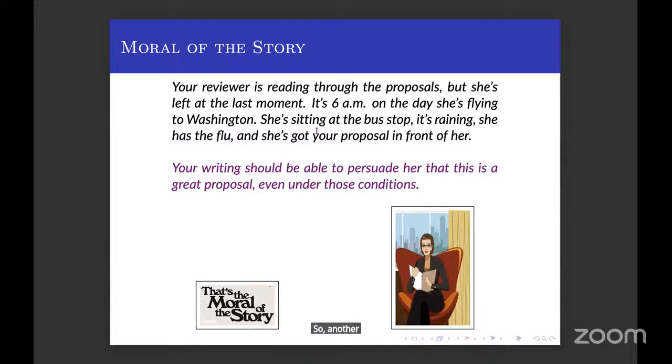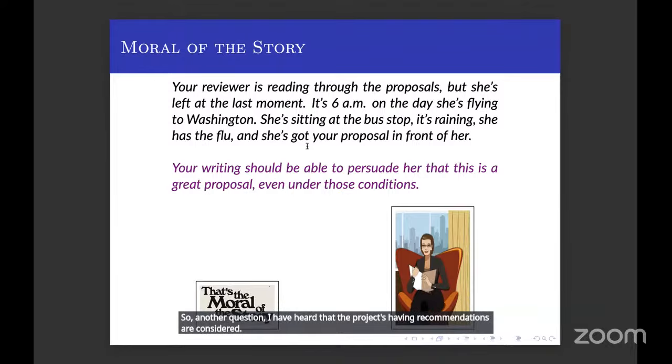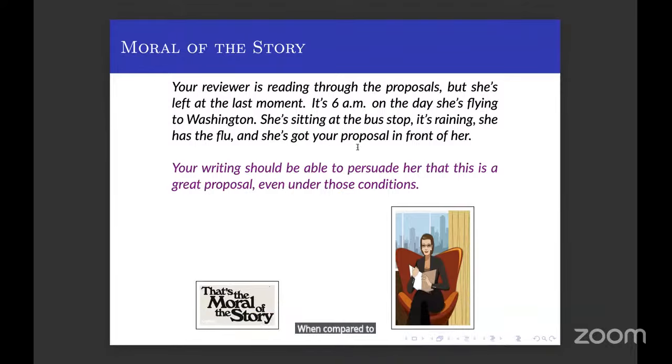Another question: I have heard that proposals with recommendations are considered over ordinary proposals. Is there any weight for recommendation? No, recommendation does not work. These are all myths.